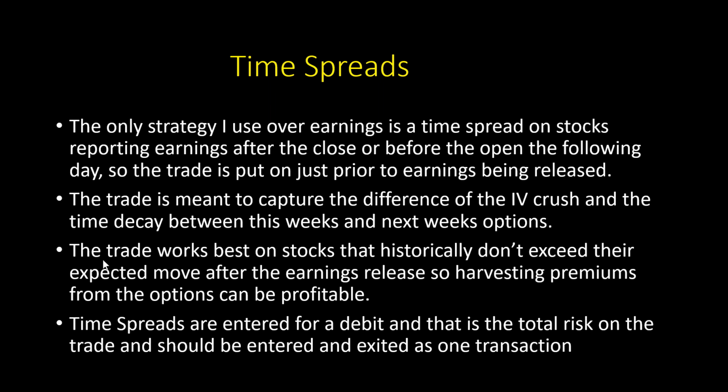So what we're doing is selling this week's premiums and buying next week's premiums so that when the implied volatility crush occurs, we can capture that. Again, the trade works best on stocks that historically don't exceed their expected move. I have a piece of software that I use to see how often they beat the expected move. Again, not earnings. I don't care if they beat the earnings expectations. What I care about is how much the stock price moves relative to what was expected. That allows us to harvest the premiums from the options.